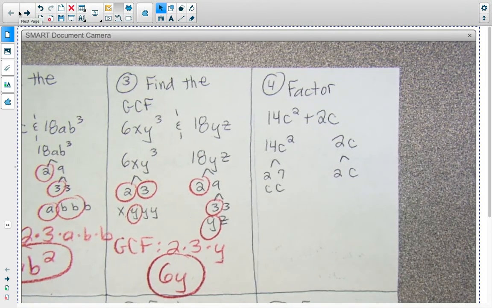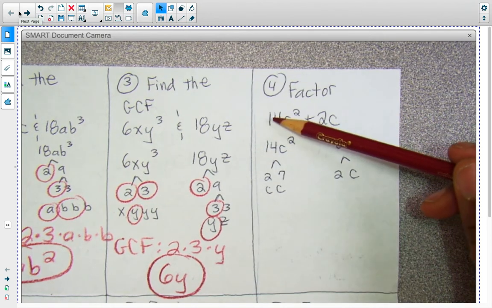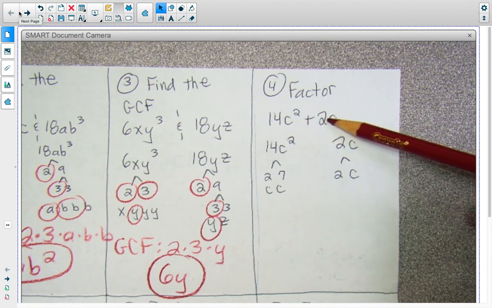So factoring is working backwards. We know how to do the box method and distributive property. Now we're working backwards to figure out what we would get in parentheses. So we're kind of working backwards to get what I normally would give you as the problem. So we're going to factor 14c squared plus 2c.